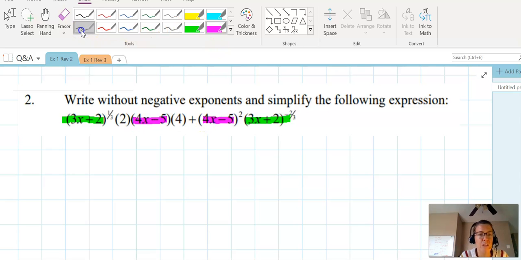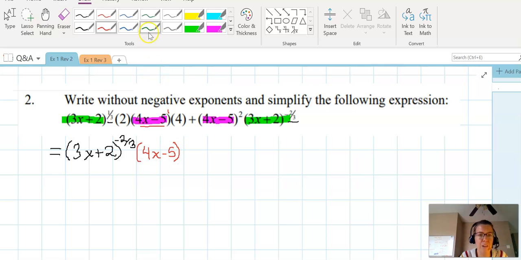So when we factor these out, you always take out the expression with the lower exponent. When I factor out 3x plus 2, I can choose between the positive 1/3 power and the negative 2/3 power. The default is to choose the lower exponent for the one that you factor out, so 3x plus 2 to the negative 2/3. If I do the same thing with the 4x minus 5, I have 4x minus 5 to the first power here and to the second power here. So I'm going to factor out 4x minus 5 to the first power. Now I want to figure out what's left.